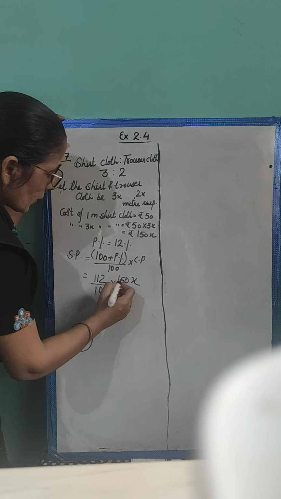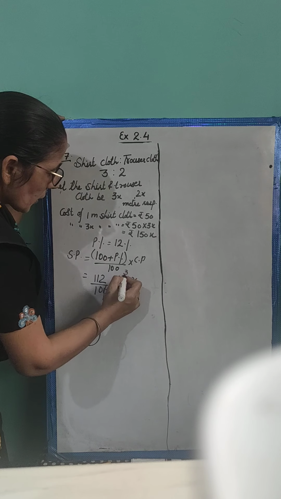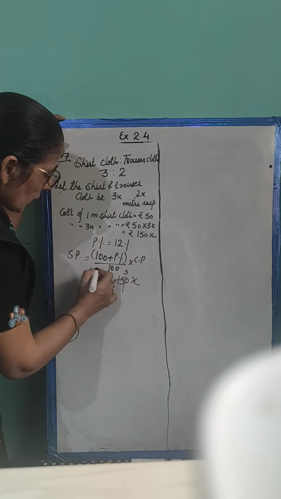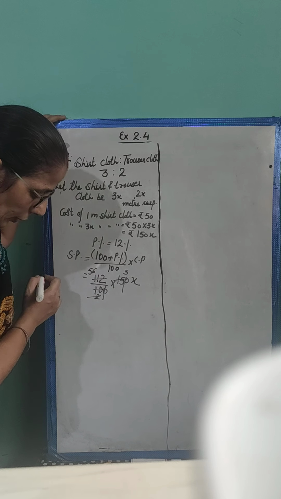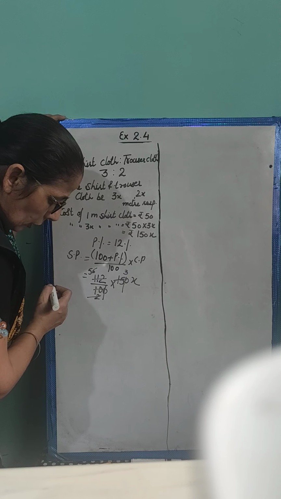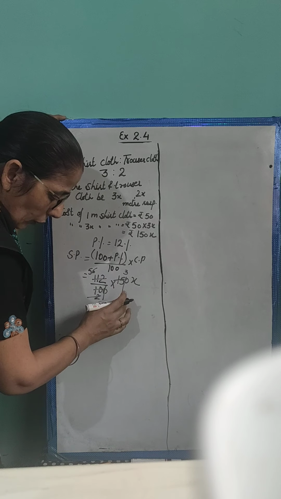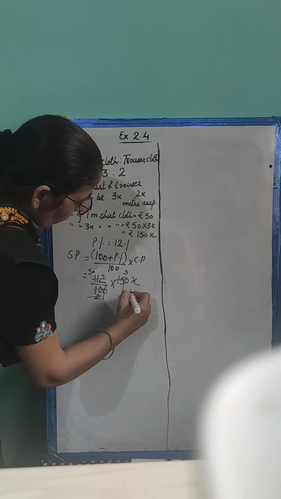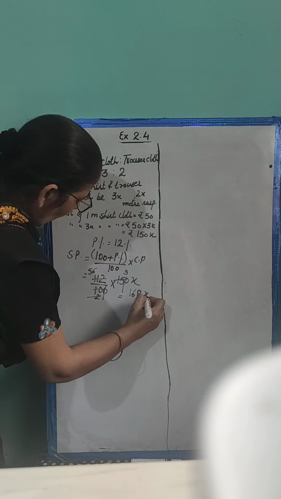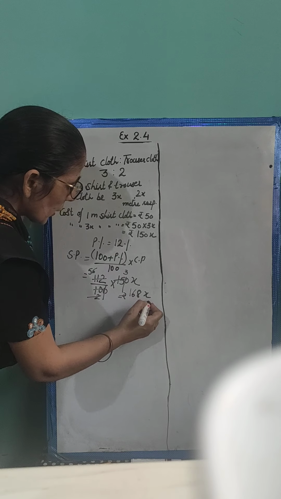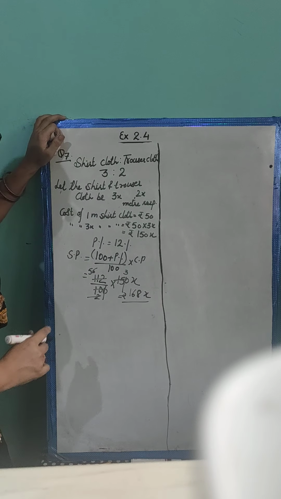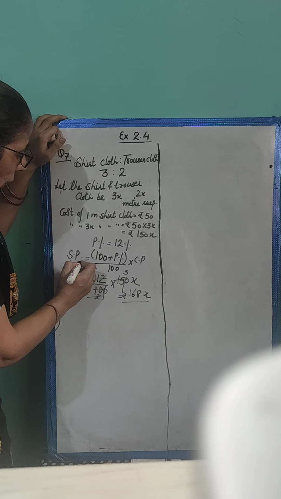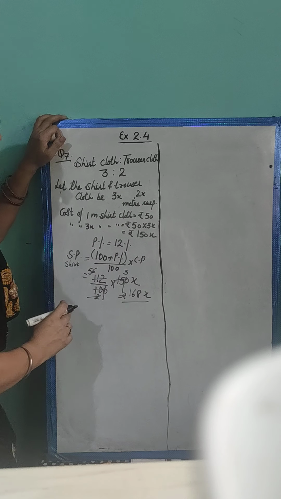The 0 will cancel. 5 3s are 15, 5 2s are 10, 2 5s are 10, and what will we get by multiplying these two? By multiplying these two, we will be getting 56 into 3, that is equal to 168x. This is in rupees. This is SP. SP of what? SP of shirt. Similarly, now we will get the SP of trouser material.